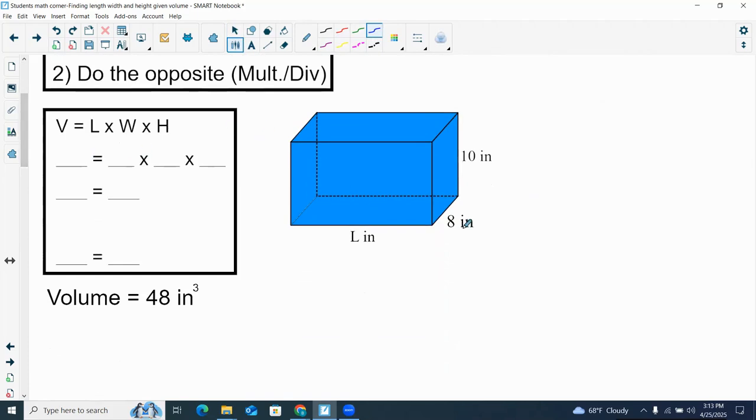So here's the length, width, and height. And they give us the volume. It's 48. So the length, we don't know. So that's going to be my L. The width we do, it's 8. And then the height is 10.